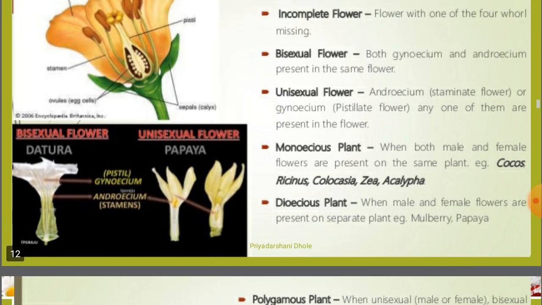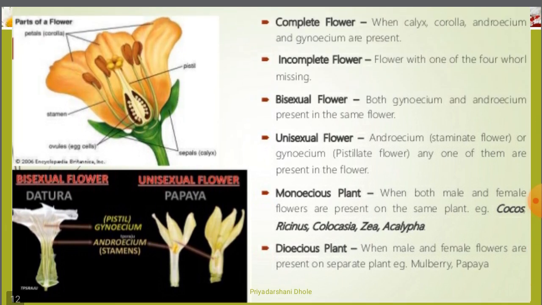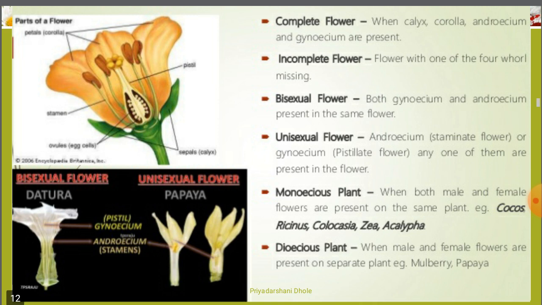The bisexual flower is a datura, and the unisexual flower is a papaya. Male and female flowers are different in the case of papaya, and bisexual datura contains both the sexes, gynoecium and androecium.